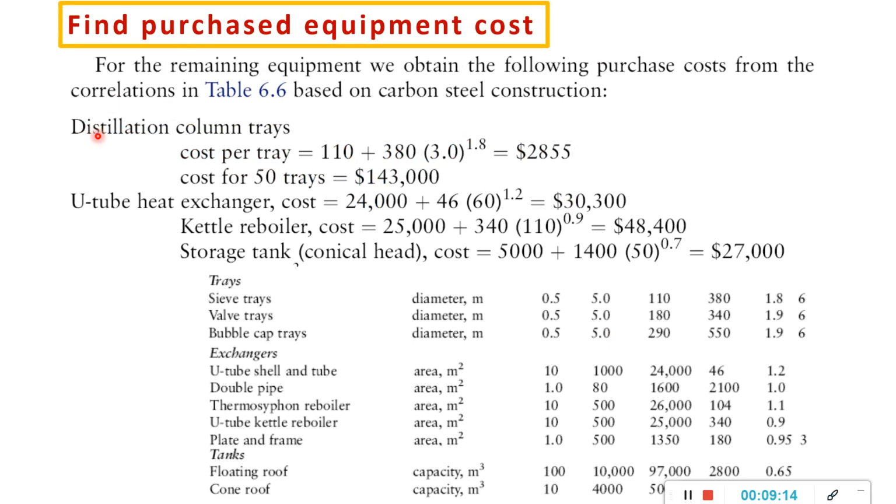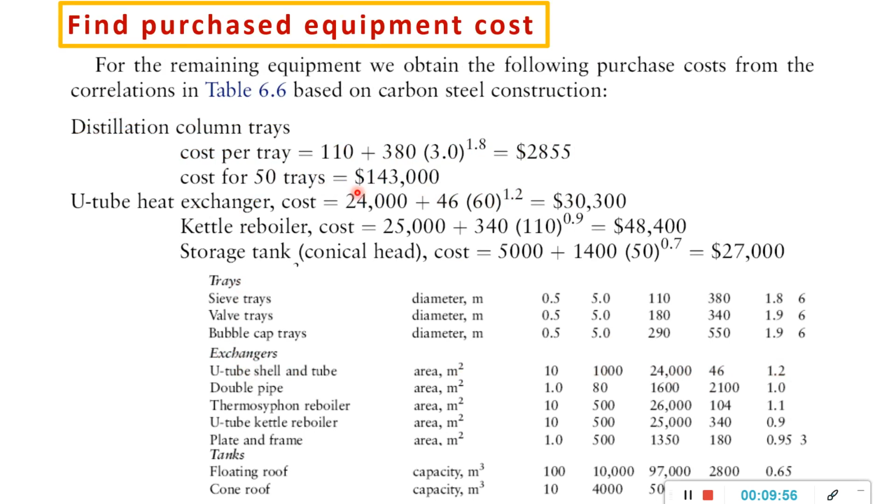So remember, if you have a distillation column, you must consider two things: one is the vessel, the cylindrical shell, and the other is the trays. Then for the heat exchanger, we look at the list and find the shell and tube exchanger. The area is 6 meter square, in range, so we substitute A as 4,000 and 46 times our area of 6 meter square, to the power of 1.2.